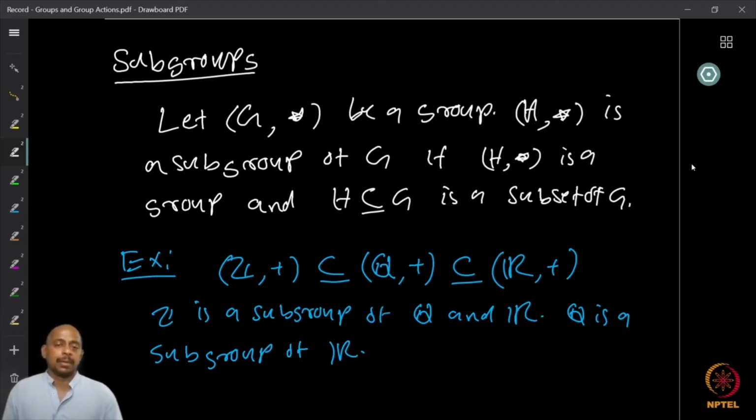So examples are, for example, Z comma plus. The integers with the addition are contained in the rational numbers with addition, and it is the same rules of addition that we use. In Q, we see that the set is just a subset with the same addition. It forms a group by itself. Therefore, it's a subgroup of Q plus. Now, Q plus is sitting inside R comma plus because again, real numbers with respect to addition contain rational numbers with respect to addition as a subgroup. Then Z is a subgroup of both Q as well as R, intermediate, and Q is a subgroup of R. This is what we saw.